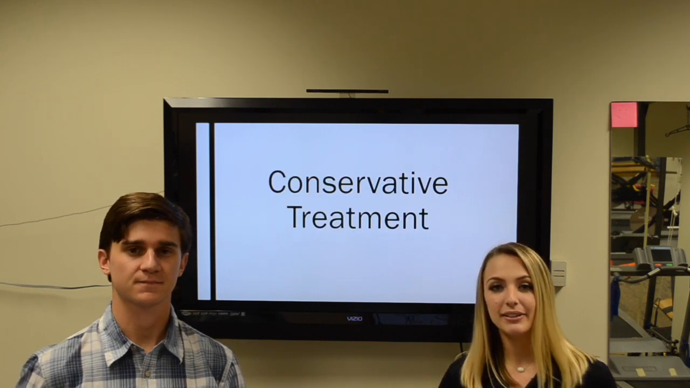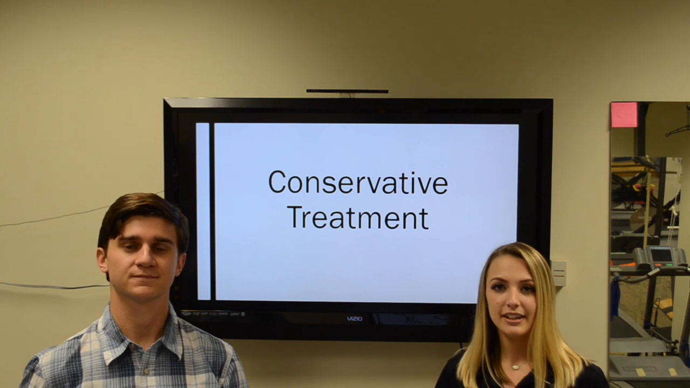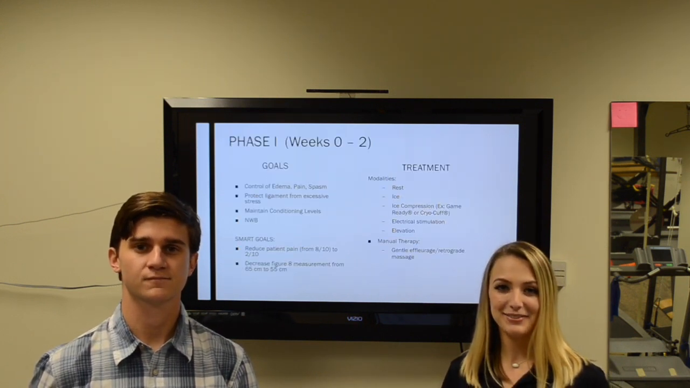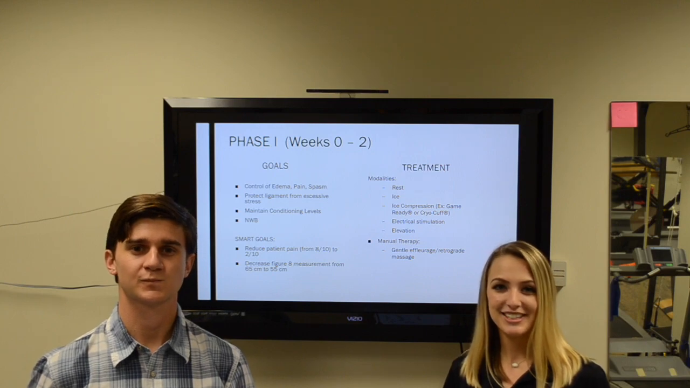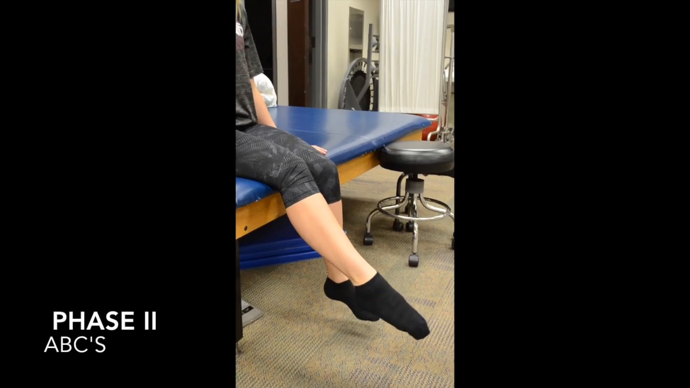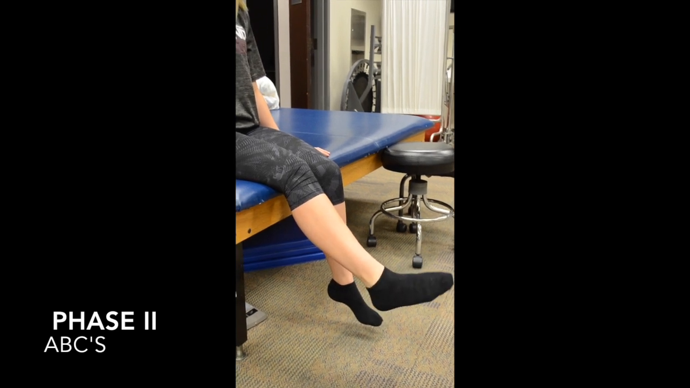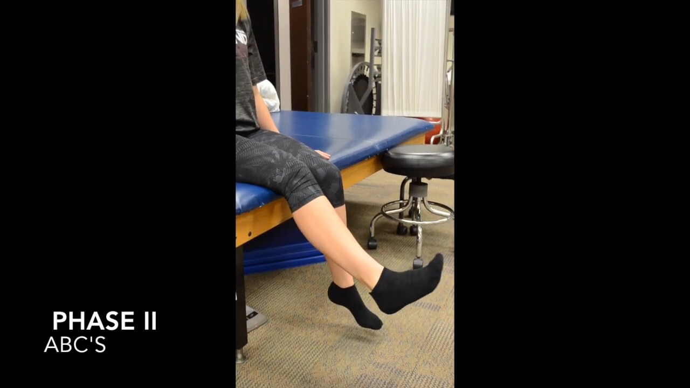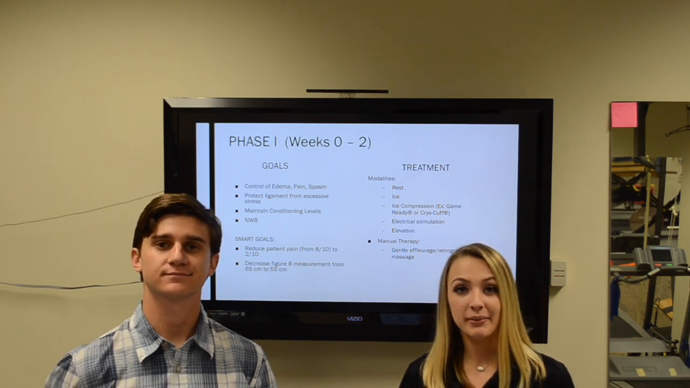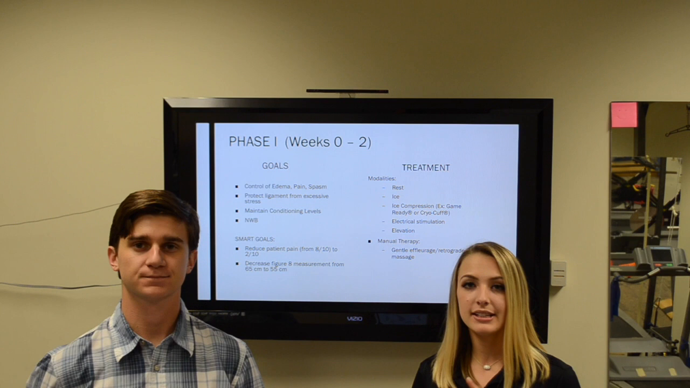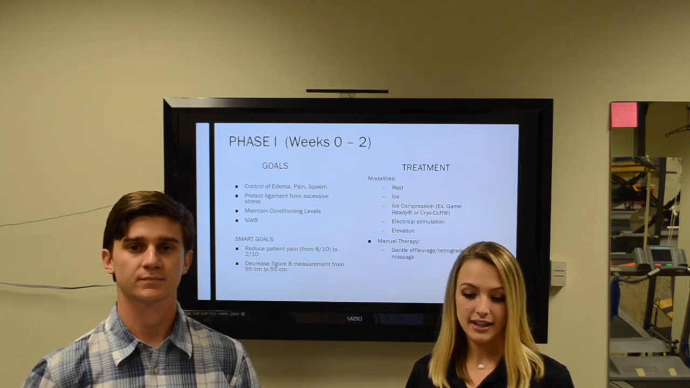So now we're going to talk about the conservative management of a grade 3 lateral ankle sprain. This is management involving no surgery, just rehab. Range of motion. So we're going to try and draw each letter of the alphabet just to work all motions of the ankle. Phase 1, this is from time of injury to about 2 weeks out. Our main goals are going to be controlling his edema, pain, and spasming.